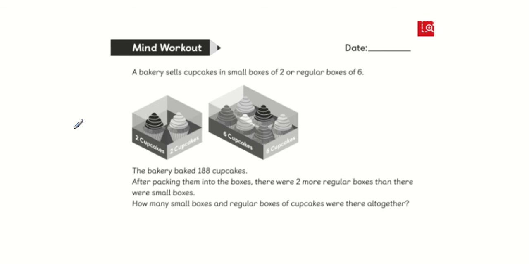A bakery sells cupcakes in small boxes of 2 or regular boxes of 6. The bakery baked 188 cupcakes. After packing them into the boxes, there were 2 more regular boxes than there were small boxes. How many small boxes and regular boxes of cupcakes were there altogether? Have a go at that mind workout.